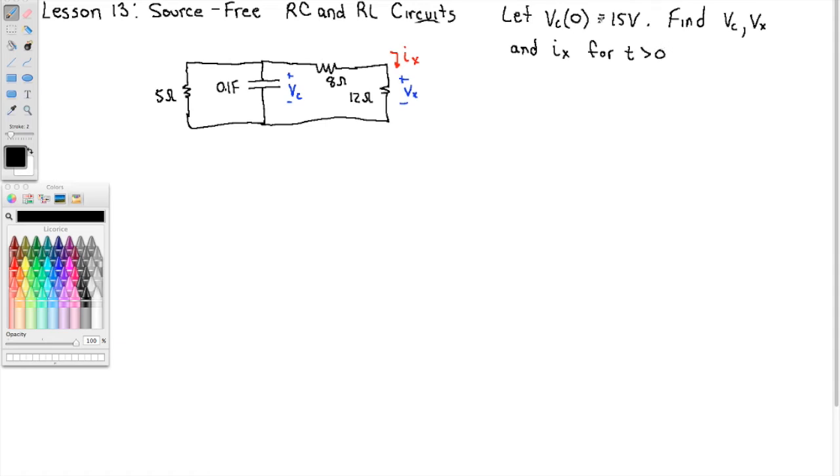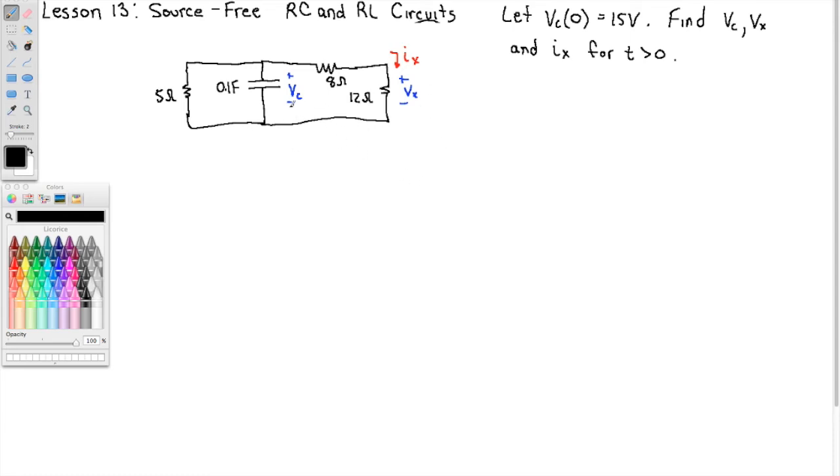for time greater than 0. So it was initially 15 volts. Now what happens after that point in time to these quantities? The capacitor voltage, this resistor voltage, and this resistor's current. Notice there's no source in this circuit. The capacitor serves as the source, is the energy source for all of these things.